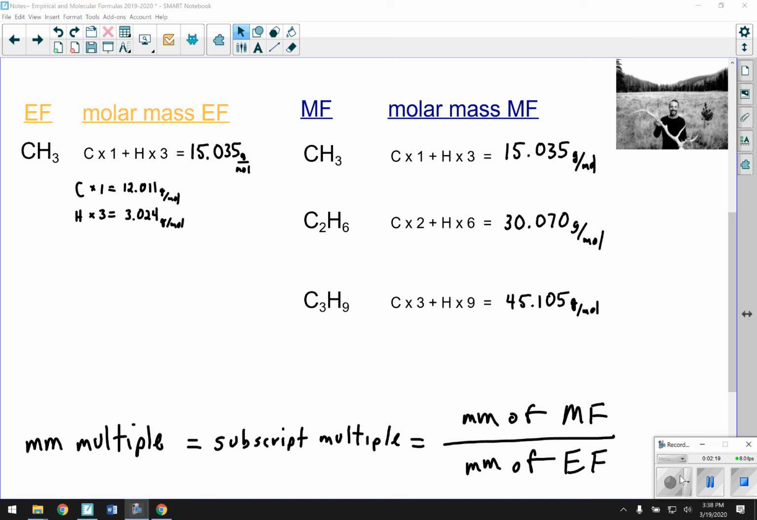Okay, so let's explore this relationship between the molar mass of the molecular formula and the molar mass of the empirical formula. As you guys can see, I've kind of joined you in the upper right-hand corner there.